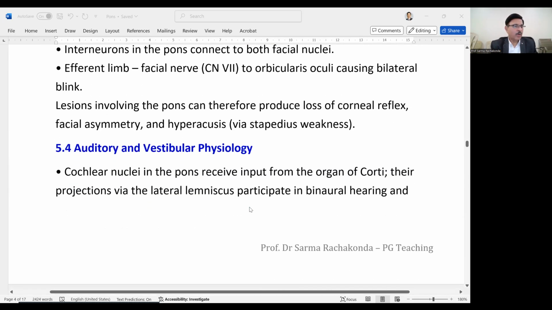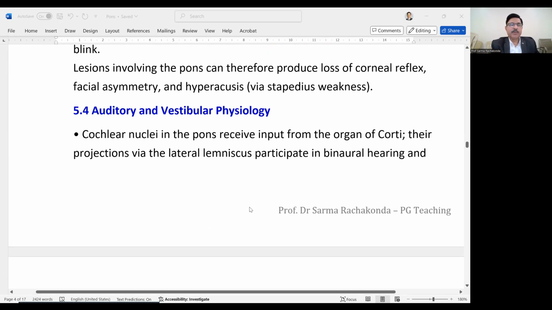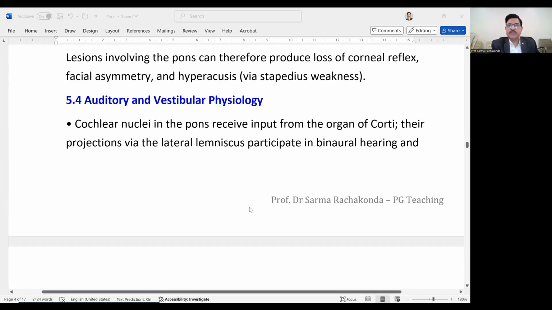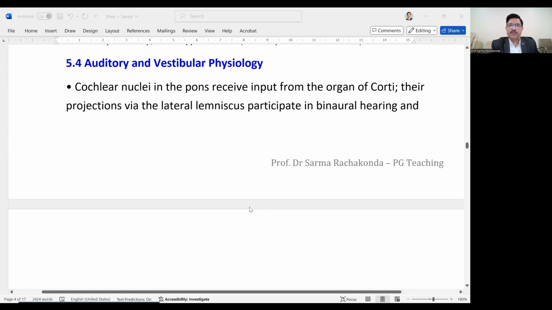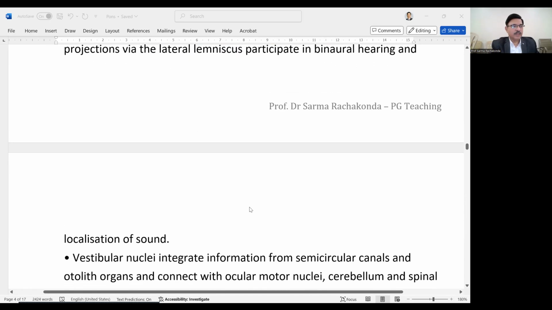Then you also have the auditory part. Okay? Auditory and vestibular physiology. So many things are integrated in the bridge, that is the pons. The cochlear nuclei in the pons receive input from the organ of Corti. Their projections via the lateral lemniscus participate in binaural hearing and localization of sound. So when you are hearing a particular sound, you are able to locate whether it is coming from the right side or left side. That is possible because of the pontine connection.